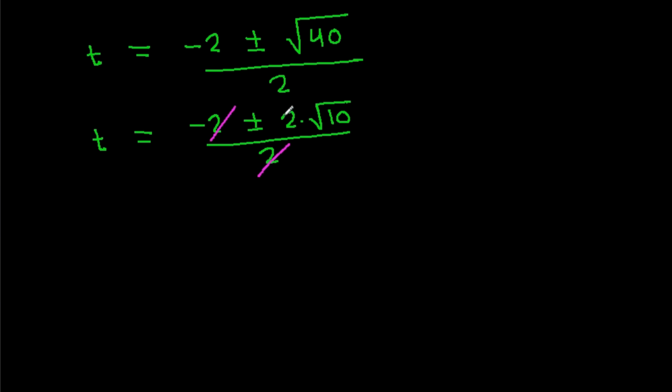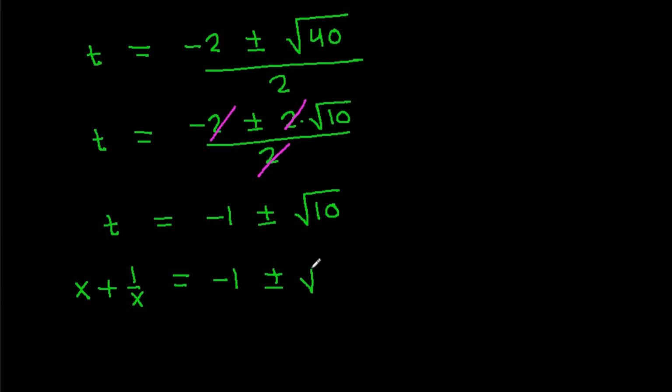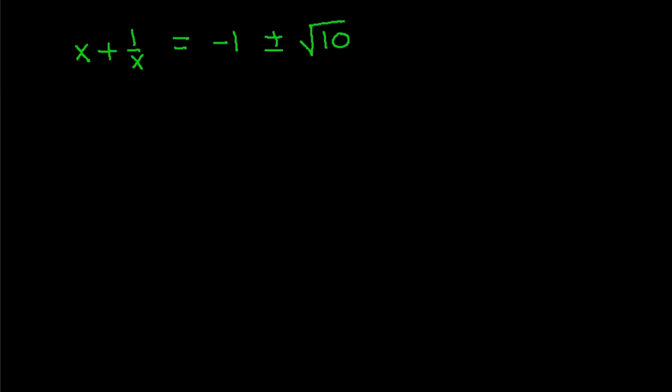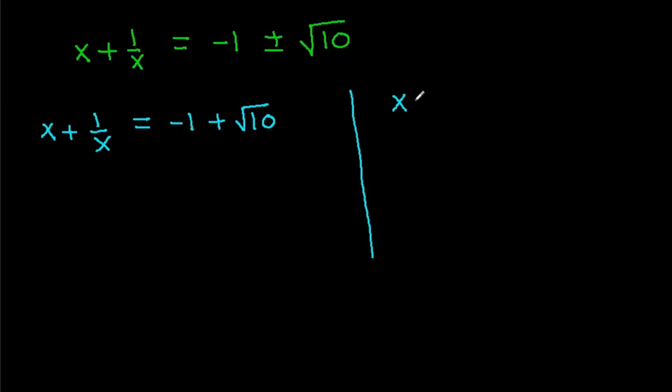And t is equal to minus 2 plus minus square root of 40 by 2. And t is equal to minus 2 plus minus, and square root of 40 is 2 times square root of 10 by 2. And 2 will get cancelled. So t is minus 1 plus minus square root of 10. And t is x plus 1 by x, that is minus 1 plus minus square root of 10. So we get x plus 1 by x is minus 1 plus square root of 10, and x plus 1 by x is minus 1 minus square root of 10.